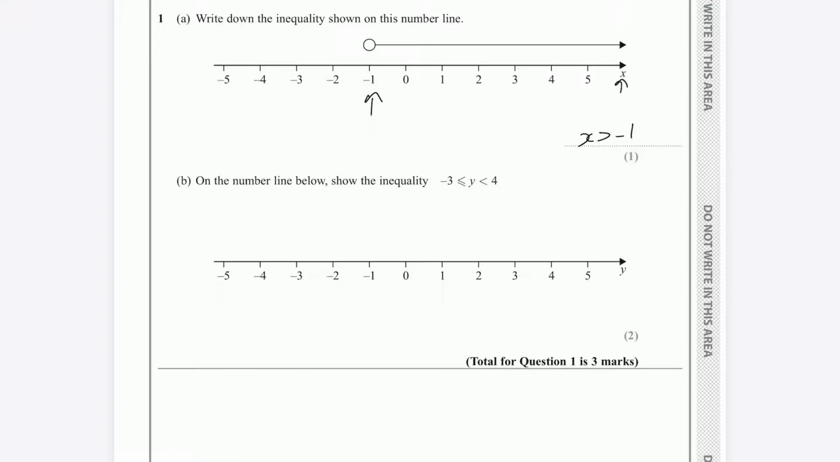So on the number line below, show this inequality. Since this is less than or equal to, we're going to fill that in. This one will not be filled in, so we're just going to circle that. And we're going to connect those two together with a line.